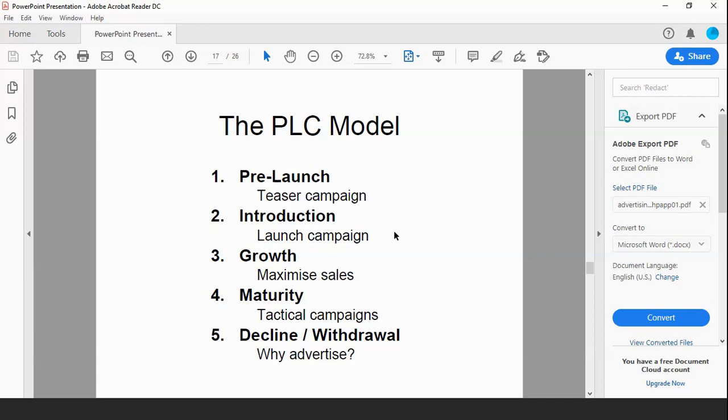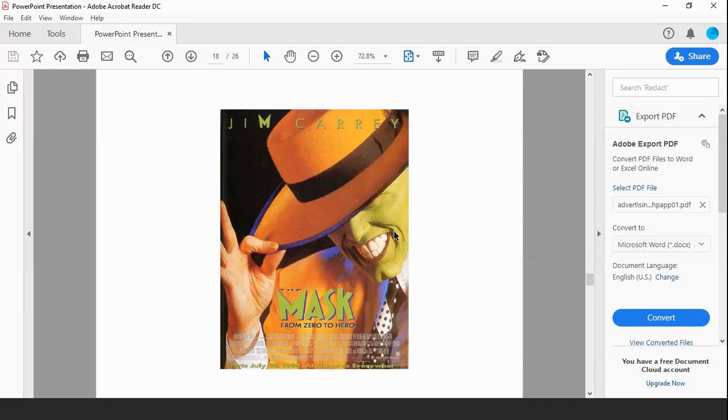And then in the decline phase, we usually see if we should advertise or not. If we should, the objective of advertisement is only to keep a certain threshold of people who still buy our product, or just keep the goodwill of the product in place. So this is the PLC model.